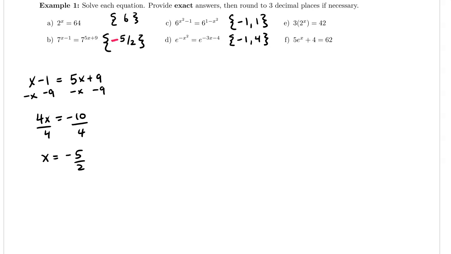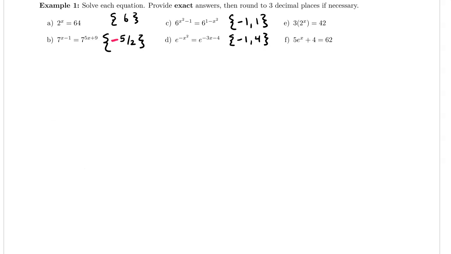This should be -5/2. All right, let's move on to part E. In part E, we don't have an exponent on the right-hand side, so this is going to work slightly differently. I'm going to first start off by dividing both sides of my equation by 3.